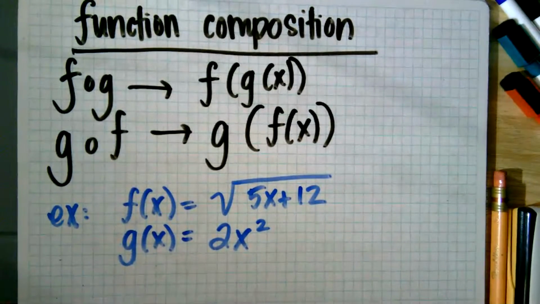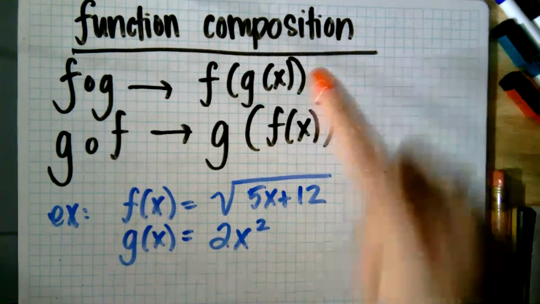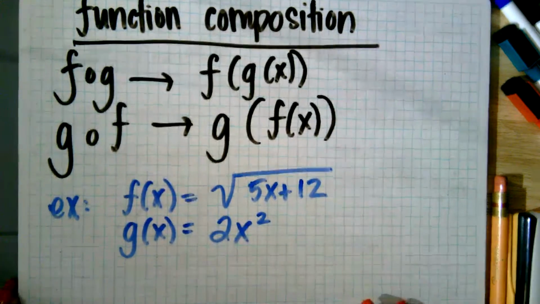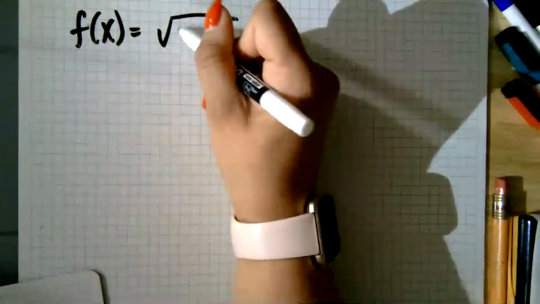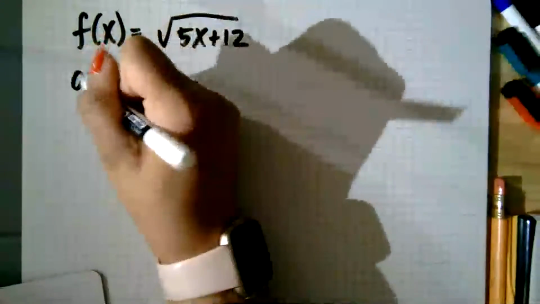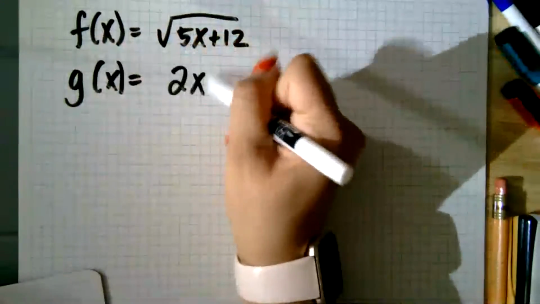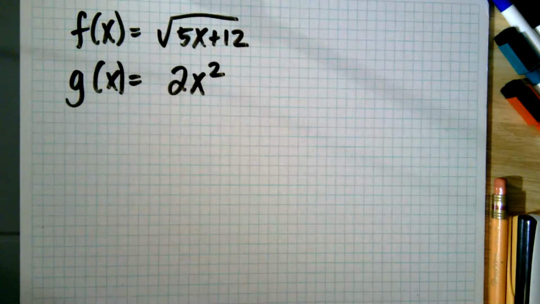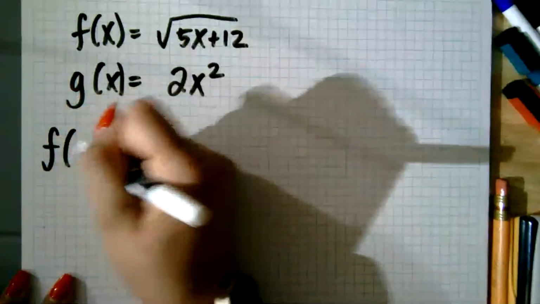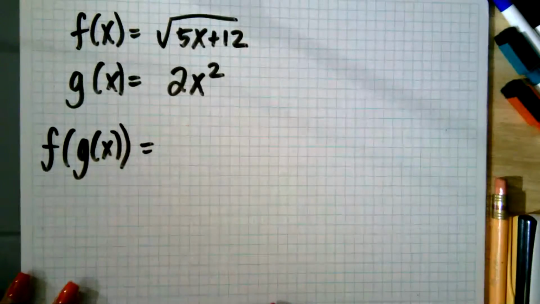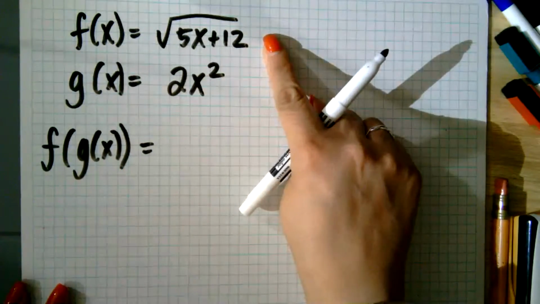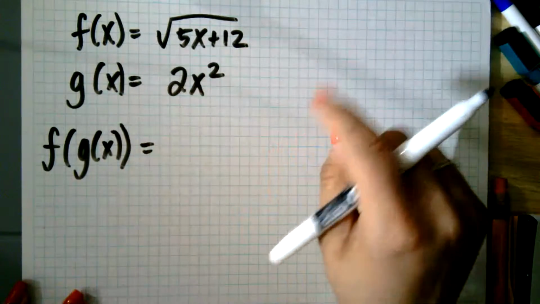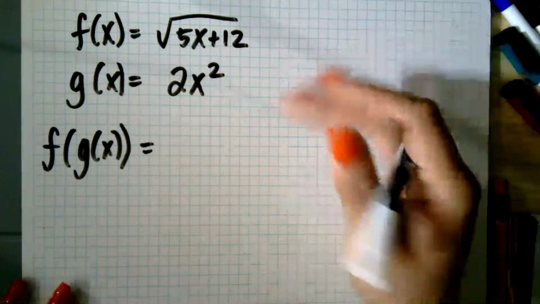Given that I have these two functions, first I'm going to perform f of g of x. I'm just going to write it here again for the sake of space. So I have f of x is equal to square root of 5x plus 12, and g of x is equal to 2x squared, okay? So the first thing I'm going to do is find f of g of x. What does that mean? That means that I'm using the pregnant lady as the bone structure, and I'm plugging in the baby inside the bone structure, right? Because the pregnant lady carries the baby within her bones.